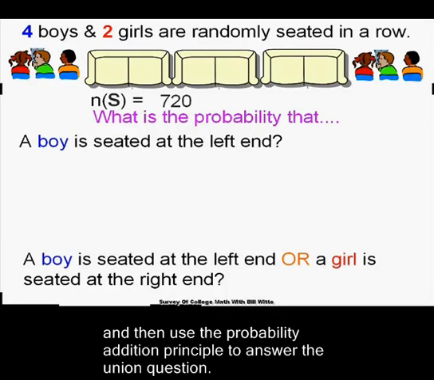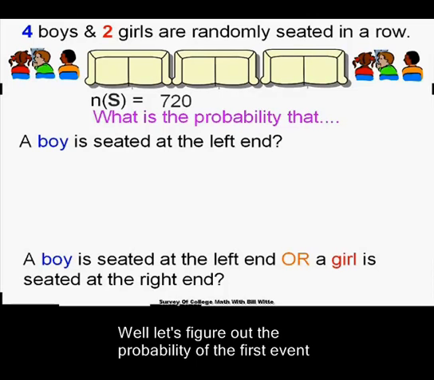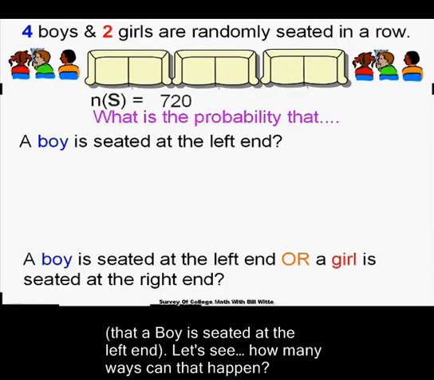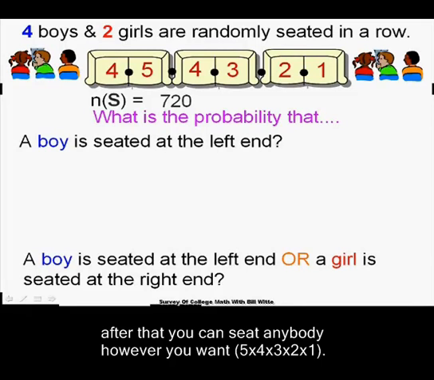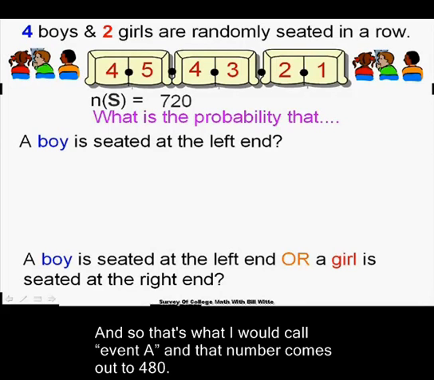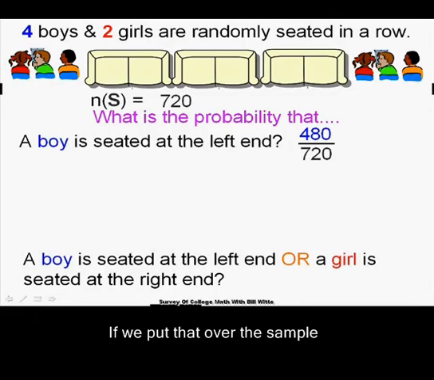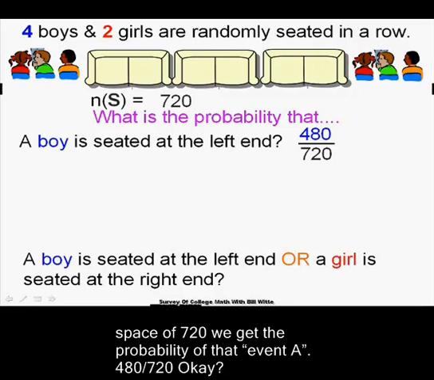Let's figure out for A, basically. A boy is seated at the left end. That's the first event. What is the probability that a boy is seated at the left end? Well, let's see. How many ways can that happen? For the first seat, we have a choice of 4 boys. And then after that you can seat anybody however you want. 5 times 4 times 3 times 2 times 1. That's what I would call A, and that number comes out to 480 over the sample space 720. So 480 over 720. That's the probability of A.